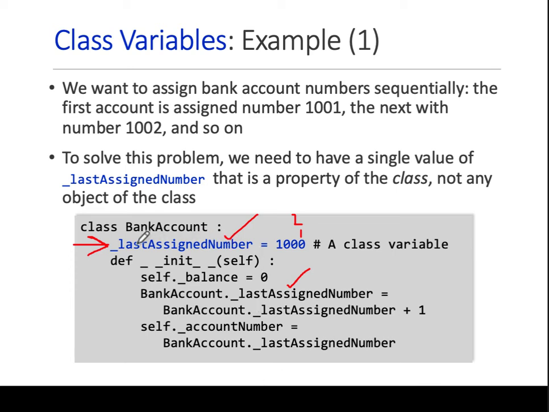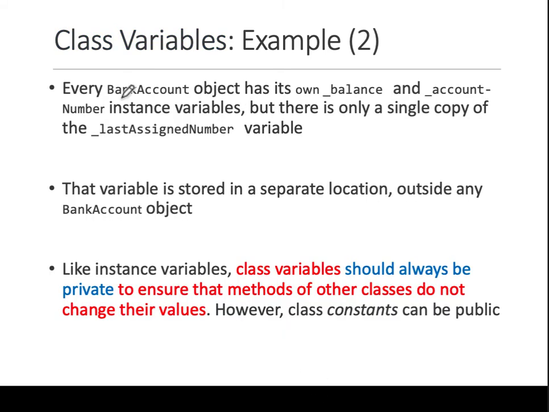Those can be set and gotten through functions. But when you define a variable at the class level, any object can read and change and update and set it. So every object will have their own balance, their own account number, but the last assigned number to the accounts will be visible at the class level.